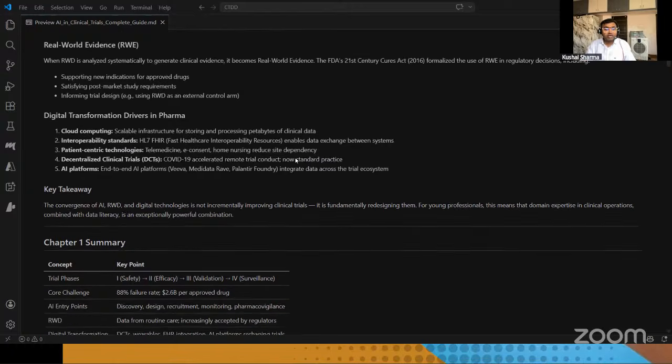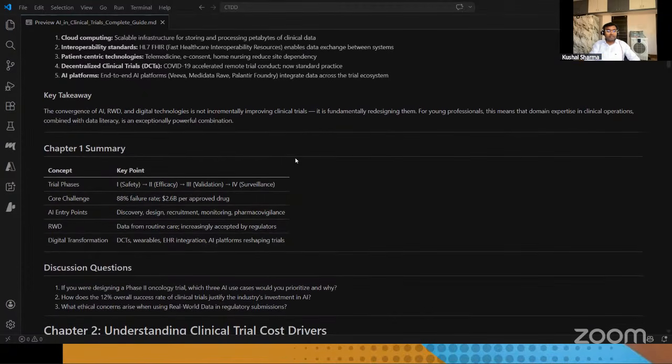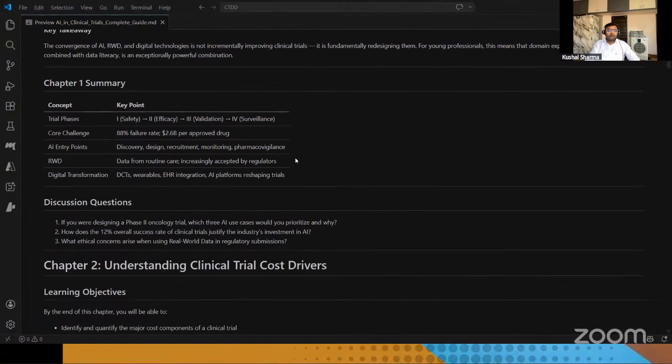So, with this, the convergence of AI, RWD, and digital technology is not incrementally improving clinical trials, it is fundamentally redesigning them. For young professionals, this means that domain expertise in clinical operations combined with data literacy is an exceptionally powerful combination. So, with this, we end chapter 1, where we discussed the concept of trial phases.